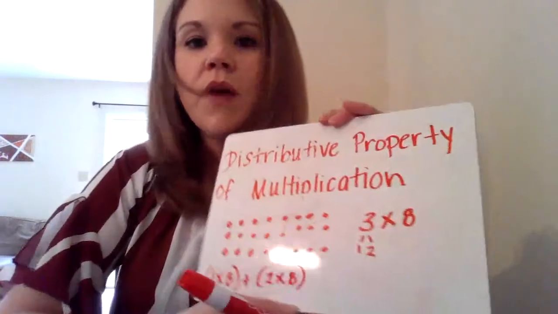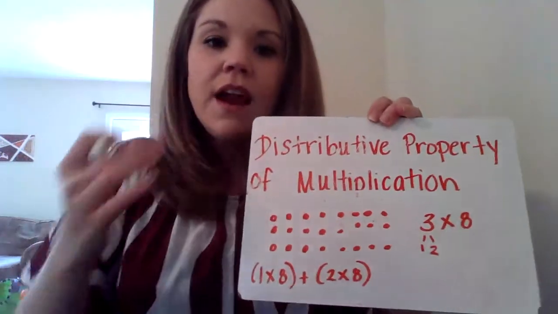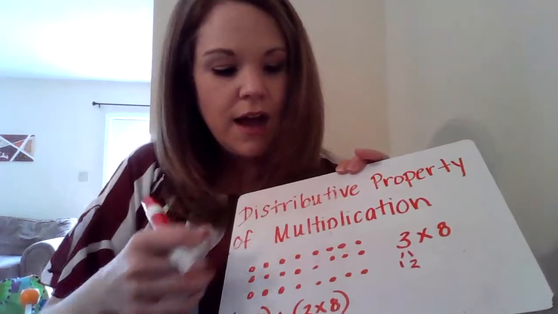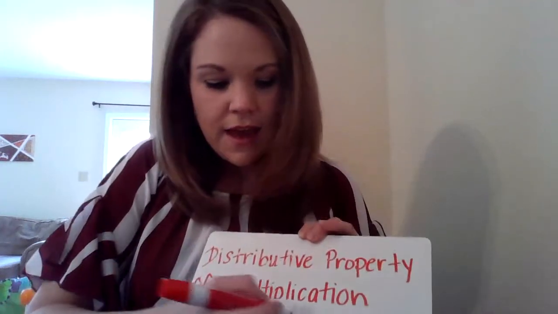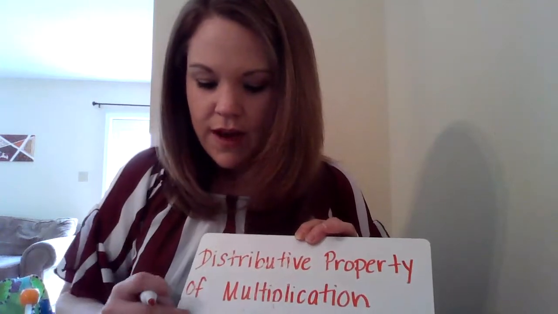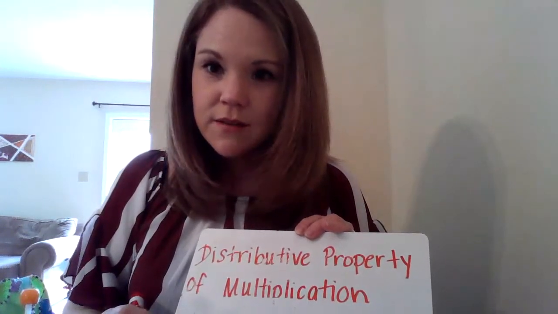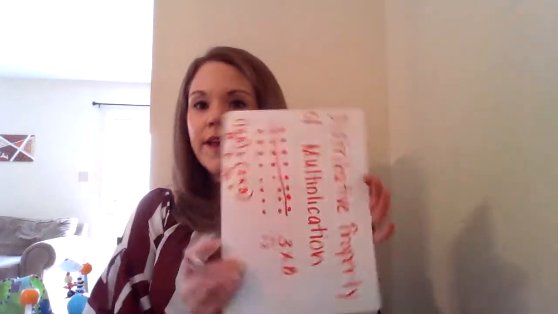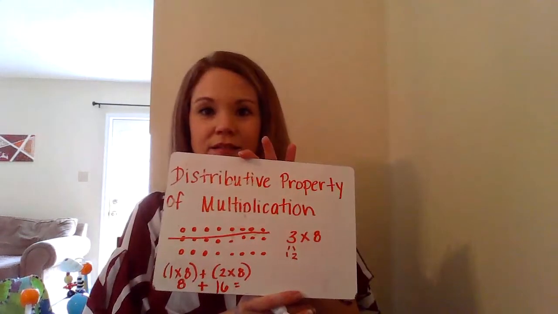So the distributive property of multiplication tells me that I can do that. I can take this array and just draw a line here and say, oh, I have 1 times 8 still, I have 2 times 8 still. And 1 times 8, the identity property of multiplication tells me anything times 1 is itself, so that's 8. And then 2 times 8, I just double 8, so easy. 8 plus 8 is 16. So now to get the answer, all I have to do is add 8 and 16.